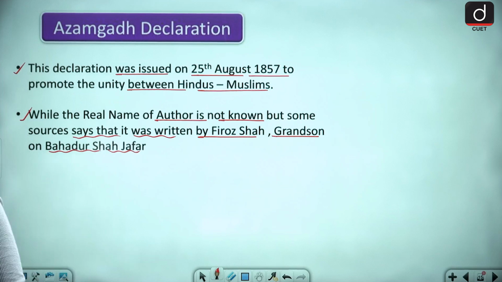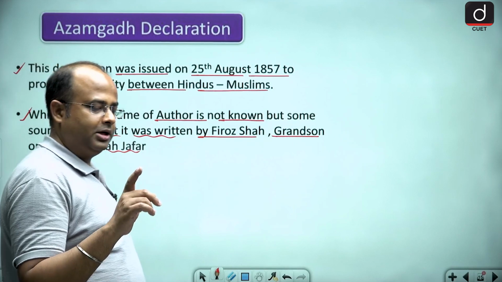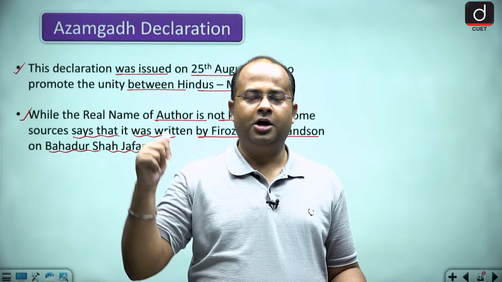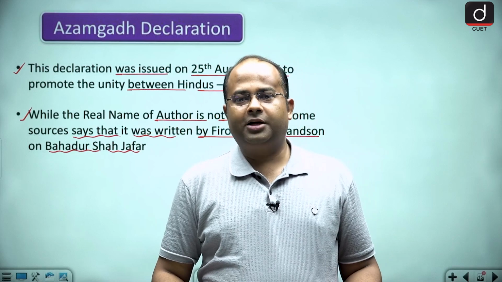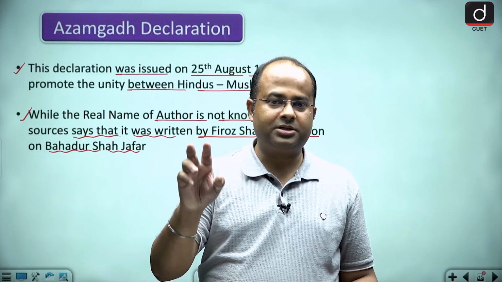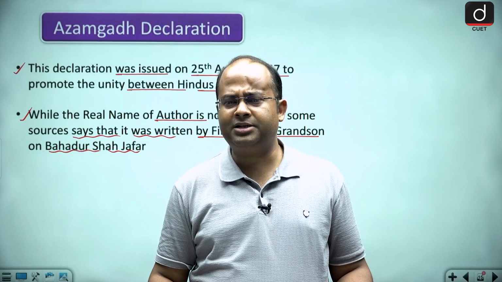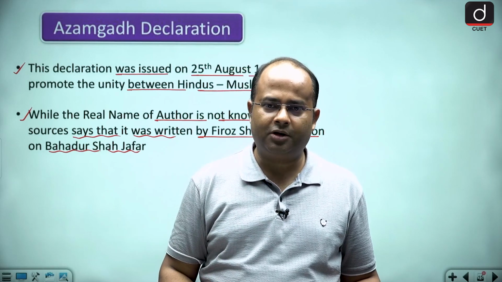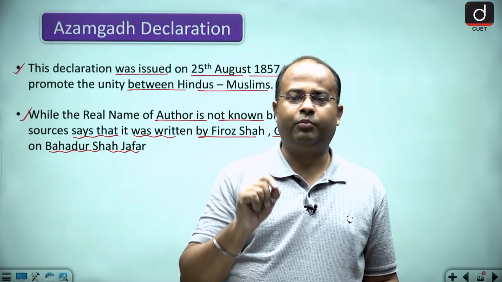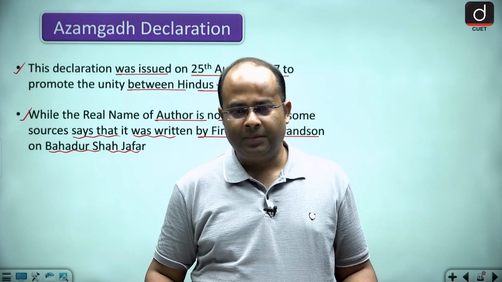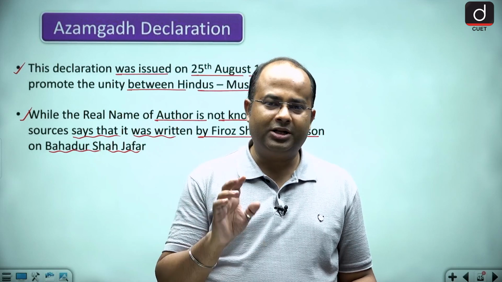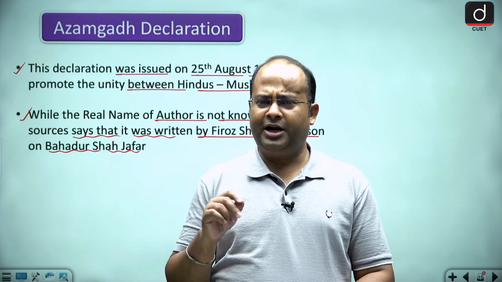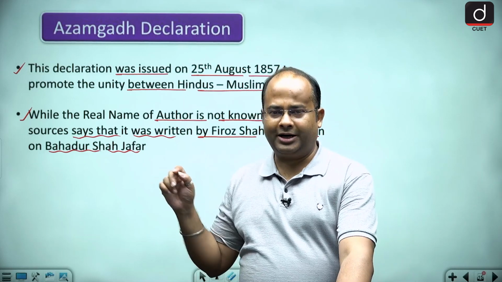This same question came in CUET UG: which incident the Azamgarh Declaration is associated with. It was associated with the Revolt of 1857. So my dear students, in this session we discussed the Revolt of 1857 in detail, the various reasons for the revolt, important pointers, and then the Azamgarh Declaration as well. With this, I conclude the session on the Revolt of 1857, and I hope you have understood the content of this chapter well.